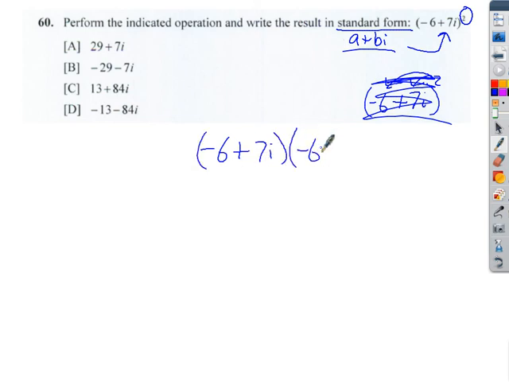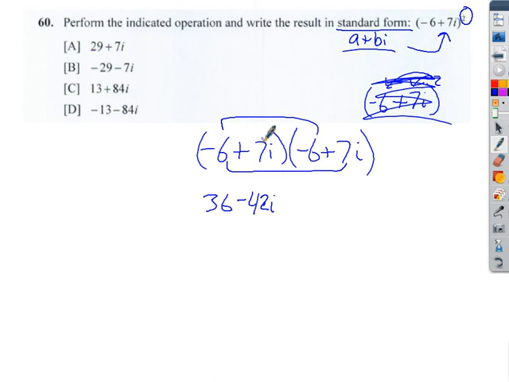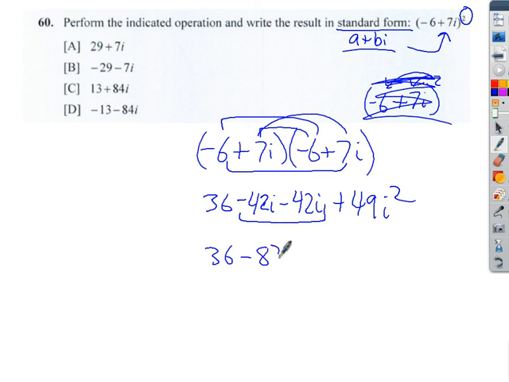Now, doesn't this look a lot like that problem we just saw, where you're going to use FOIL? So first, that's positive 36. Two negatives multiplied give a positive. Outer, -42i. Inner, another -42i. Notice they're both negative, so they're not canceling each other out. And then the last, let's see, 49i squared. All right, treat them like variables. Combine your like terms. 36 minus 84i plus 49i squared.